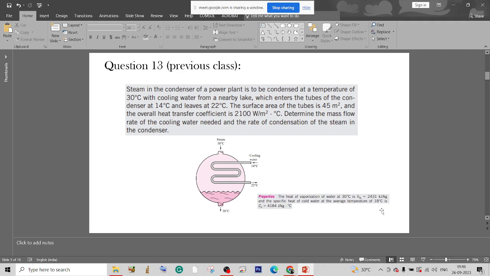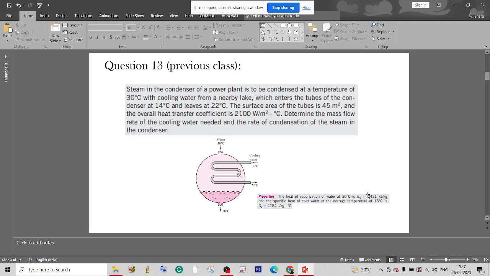Mass flow rate of the cooling water. The rate of heat transfer you have calculated, and from the rate of heat transfer, Cp delta T you also know. So from there you can easily calculate the flow rate of the cooling water, and for the steam, the heat of vaporization is already given as 2431.